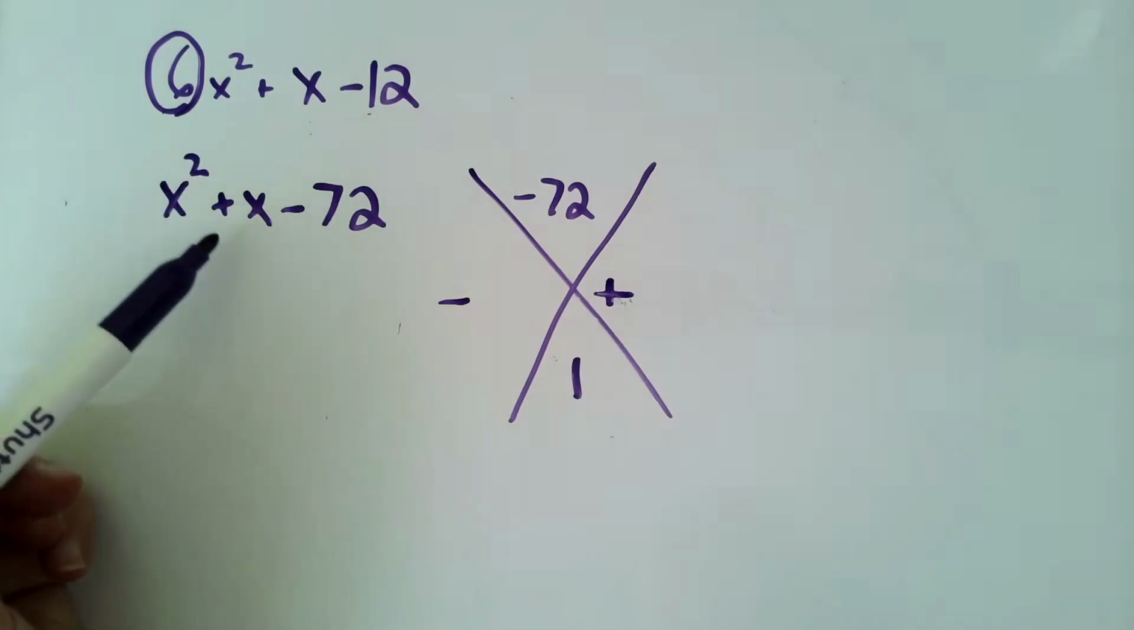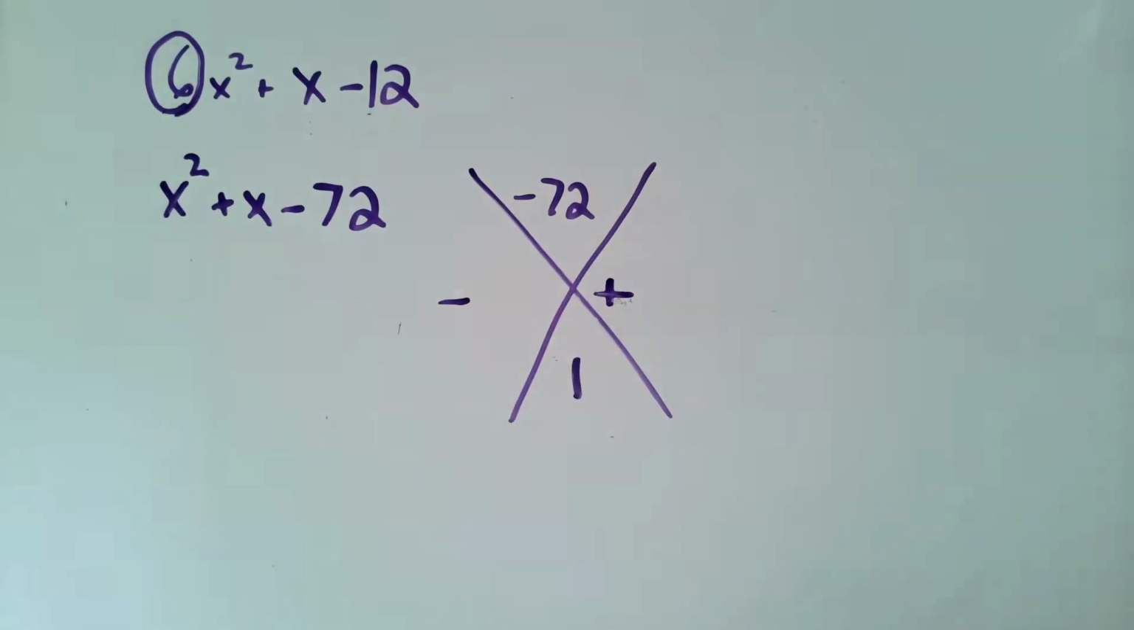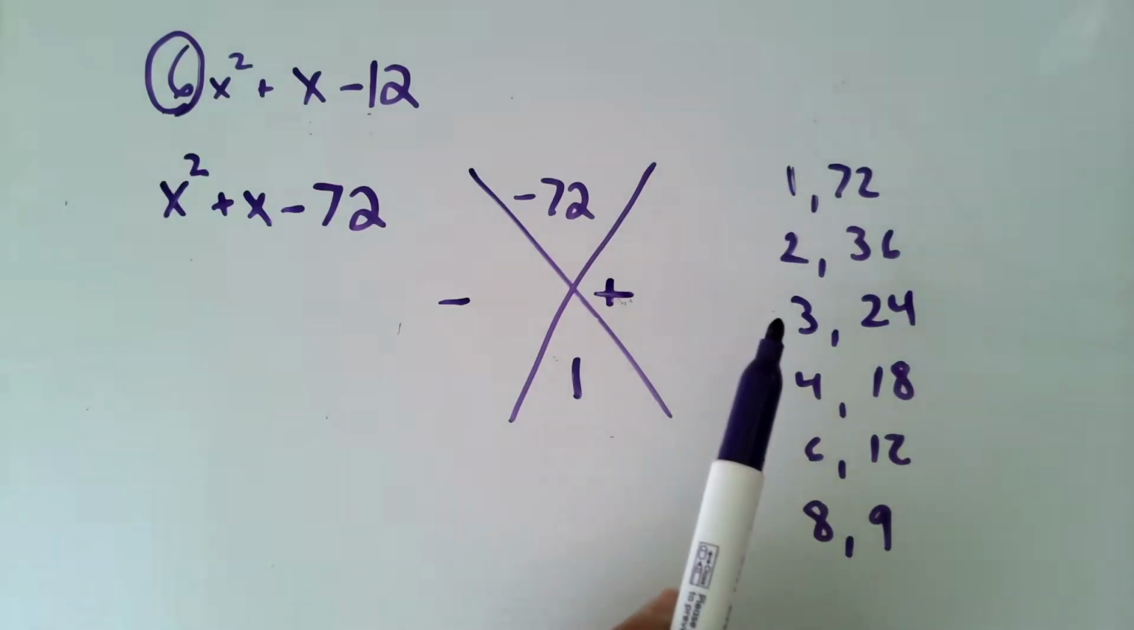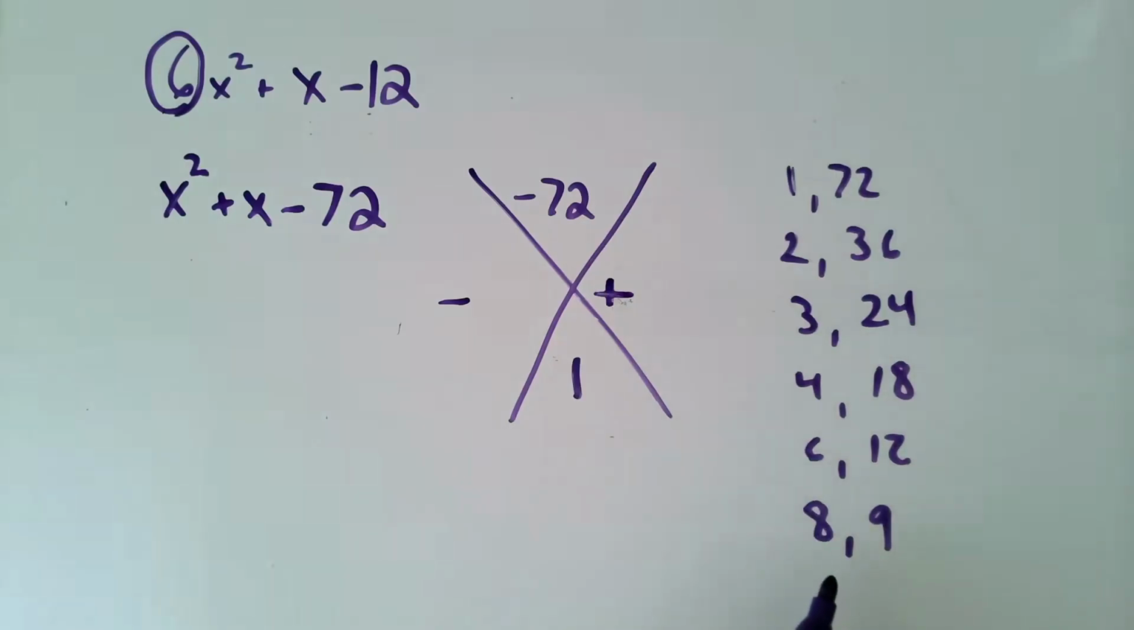Now I'm going to make my factor list for 72. I need factors that are only one apart, right? They have to add to 1. So nope, nope, nope, nope, nope, and yay.